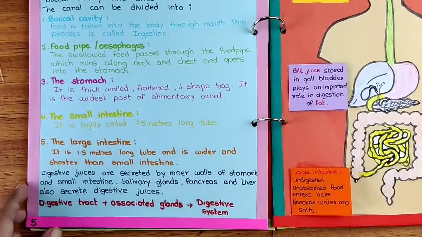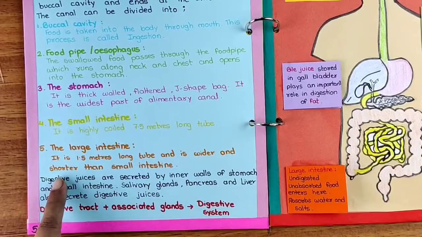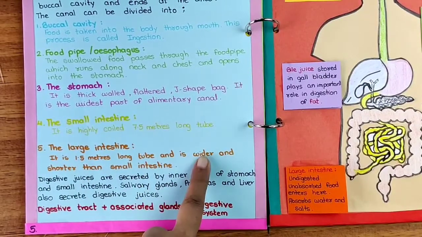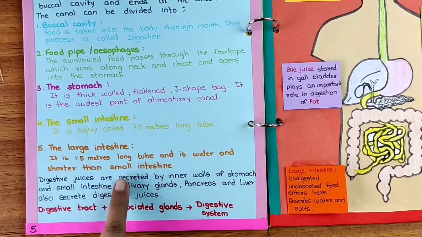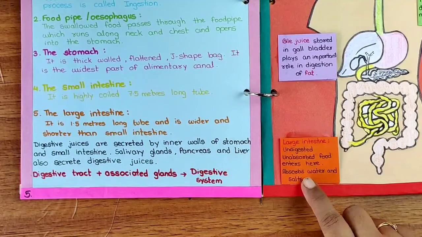Then the fifth part of the alimentary canal is the large intestine. I have used the orange color pen. So it is a 1.5 meters long tube. It is wider and shorter than the small intestine. And here also I have used the orange color pen.